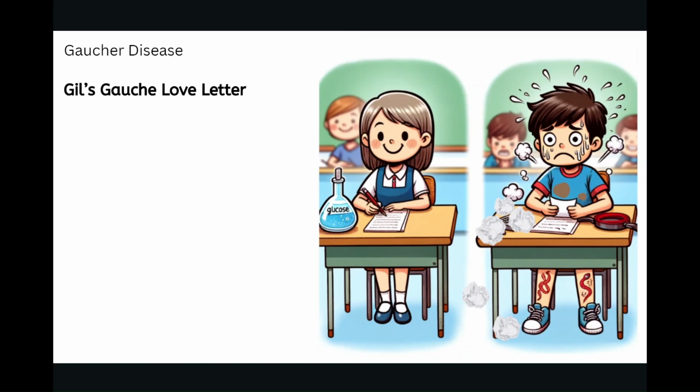Now we will move on to Gaucher disease, with this image titled Gil's Gauche Love Letter. It's important to note that this is the most common of the lysosomal storage diseases and occurs at a significantly higher rate in people of Ashkenazi Jewish descent.